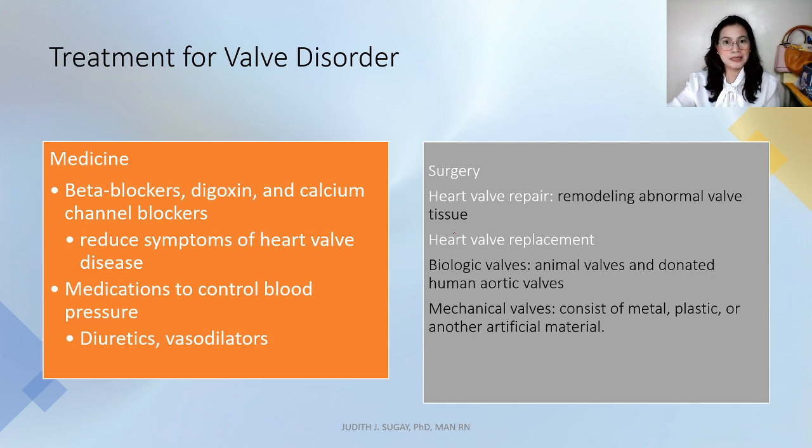There's also surgery. So we have the heart valve repair, which we call remodeling of abnormal valve tissue. It could also be replaced, either by biologic or mechanical valves. Biologic valves are animal valves and donated human aortic valves. Mechanical valves, with the term mechanical, are artificial. They consist of metal, plastics, or other artificial materials.